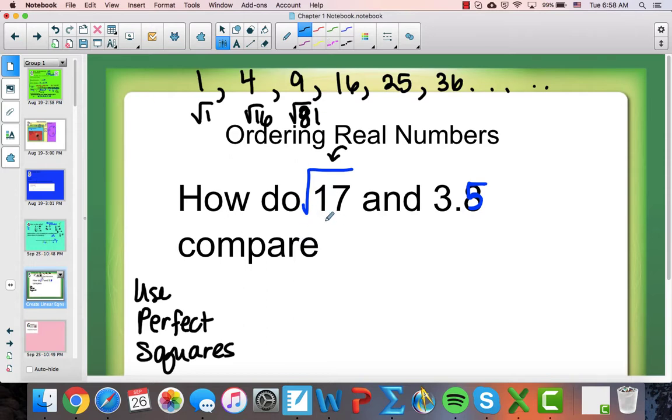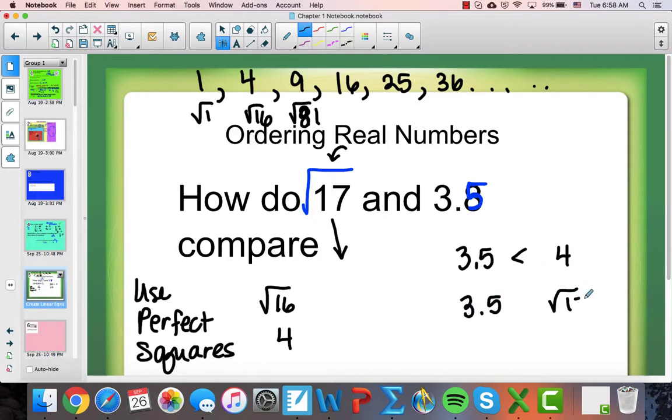So if I think about this, I know that root 17 is right after root 16, okay? So I know that it's a little bit bigger than the number 4. So if I compare 3.5 and the number 4, well, I know 3.5 is less. So if I compare 3.5 and root 17, I know that 3.5 has to be less because 17 is bigger than the number 4, which was a perfect square.